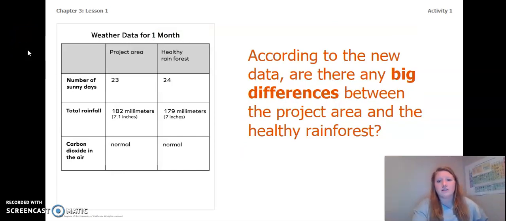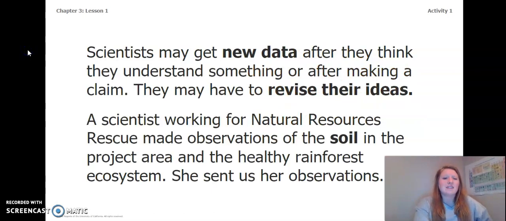According to the new data, are there any big differences between the project area and the healthy rainforest? What do you think? Scientists may get new data after they think they understand something or after making a claim. They may have to revise their ideas.